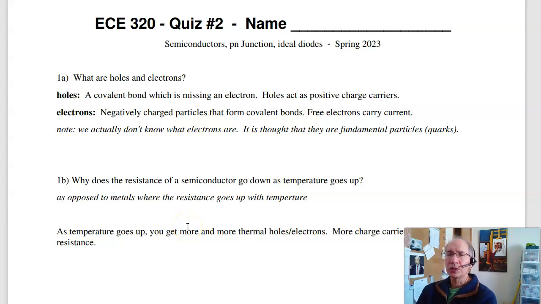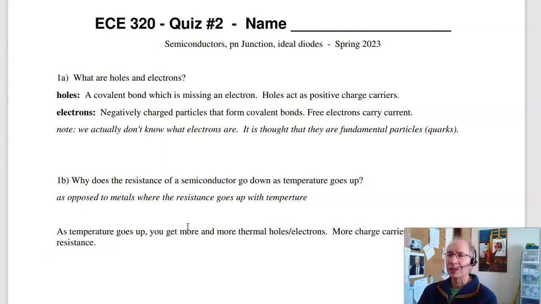Here are solutions to quiz number 2 for ECE 320. The first problem is short answer, asking what are holes, what are electrons? Well, holes are covalent bonds which are missing an electron. The hole acts as a positive charge carrier. An electron is a negatively charged particle that forms covalent bonds.